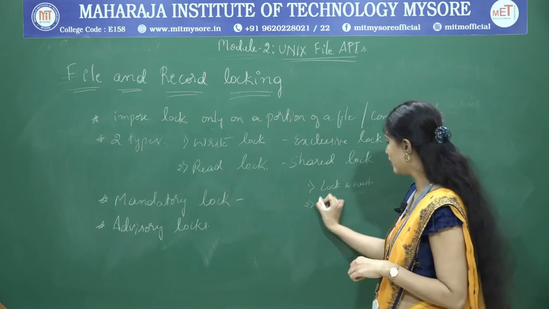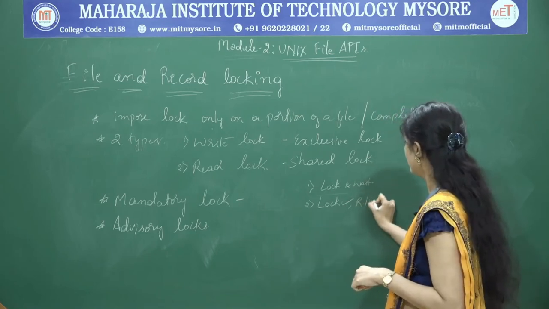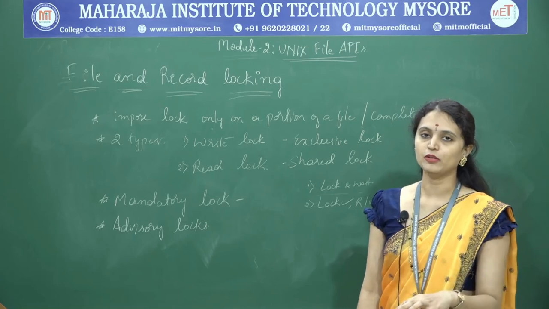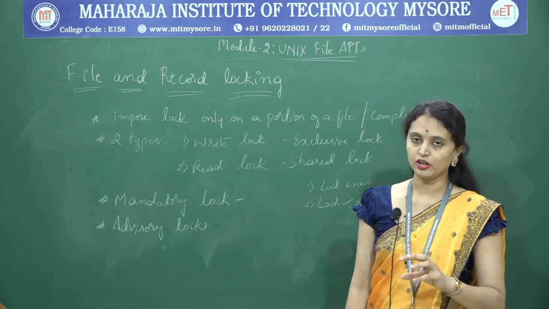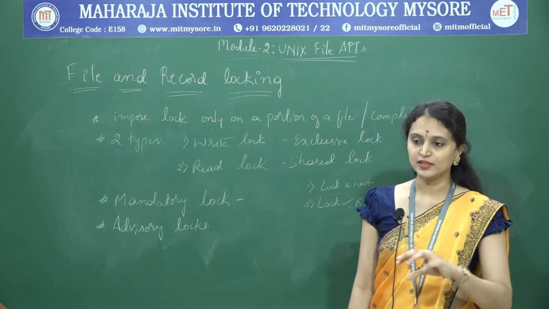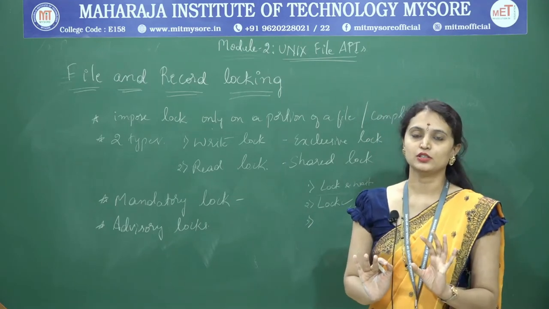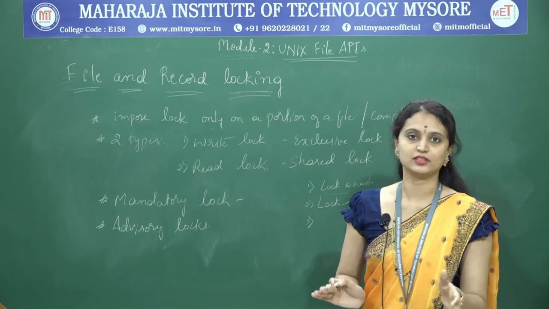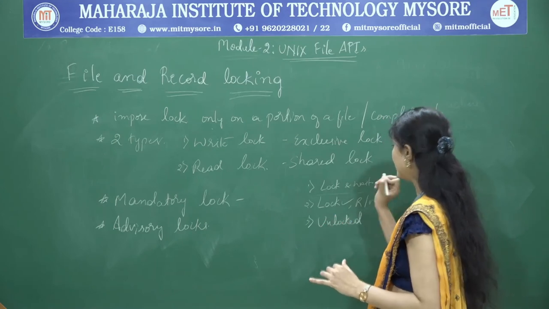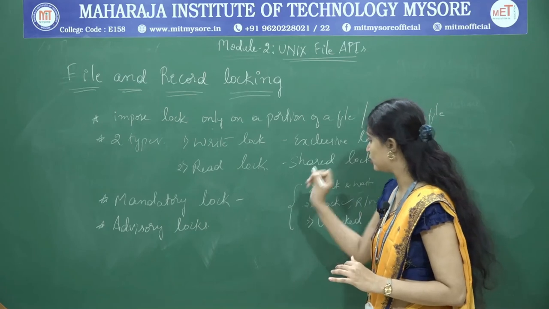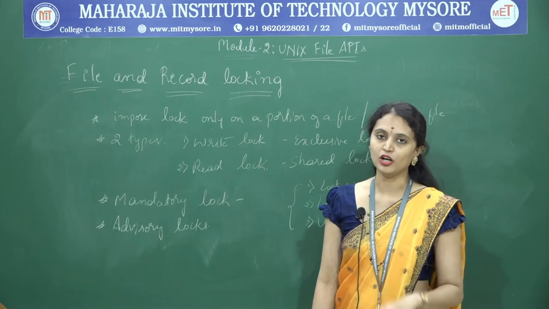Second step: if the lock is successful, read or write operations can be performed by that process on the file. And the third step is, after performing the operation, the lock has to be released. That means the file should be unlocked. So, this is the procedure for a process to follow when it has to apply a lock.